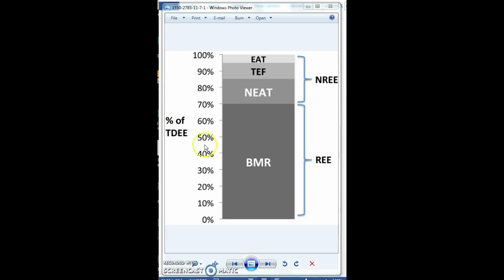So this chart is breaking down total daily energy expenditure. That's what TDEE means, total daily energy expenditure. So this is all of your daily energy expending throughout the day. All right, and then you'll notice it's broken up between REE and NREE. REE is resting energy expenditure, and NREE is non-resting energy expenditure.